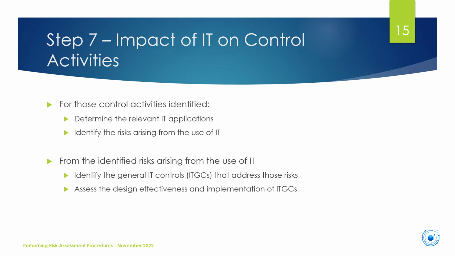And then this step goes a little bit further because based on those controls that we identified, we now need to understand the impact of IT on those controls, whether the control is automated or manual, as well as whether the control relies on information produced by the entity's information system. And this will have an impact on the associated risks arising from IT. And it's those risks arising from IT that we need to then understand controls over, which are called general IT controls. And again, we will assess the design effectiveness and implementation of those general IT controls.